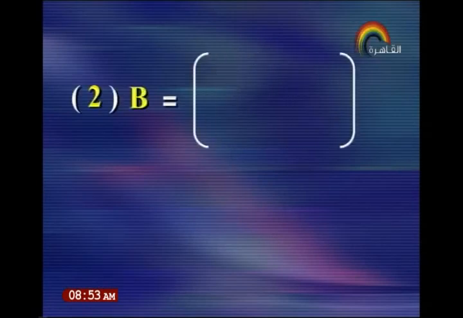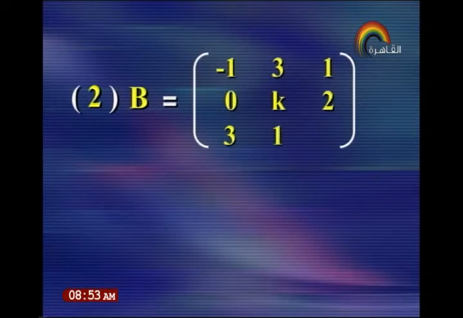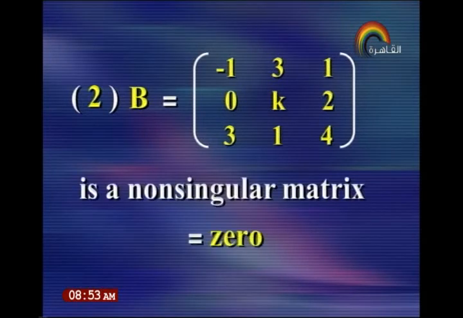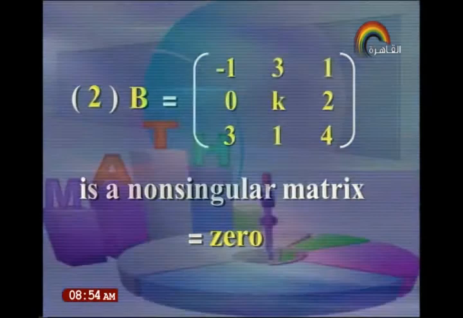Number 2: if B equals -1, 3, 1; 0, k, 2; 3, 1, 4, find the value of k if B is a non-singular matrix. What do you mean? Non-singular matrix, determinant not equal 0. Solution.